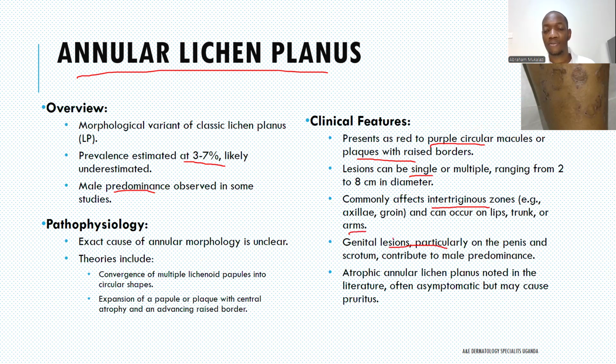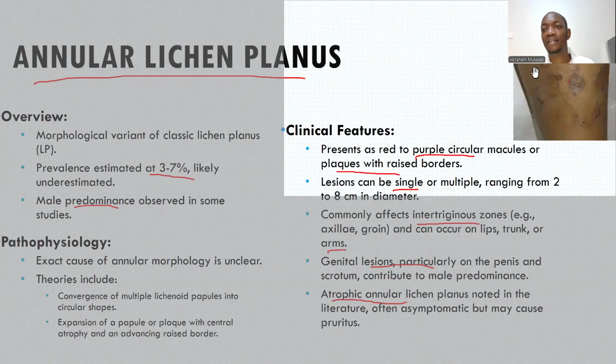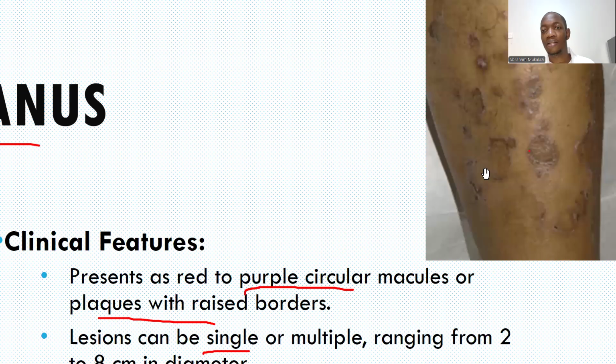Even genital lesions tend to pick up this morphological variant, especially those involving the penis and scrotum. Sometimes you can also get atrophic annular lichen planus, whereby the center becomes atrophic, and sometimes it can also be asymptomatic. As you can see in this picture, if I may magnify, this is now annular lichen planus. You see these annular plaques with a raised border with some sort of central atrophy. So that is the variant of annular lichen planus.